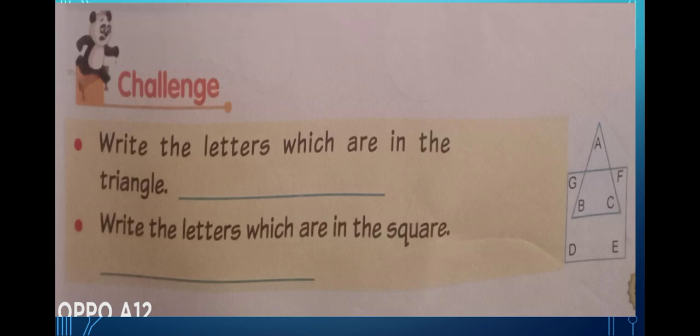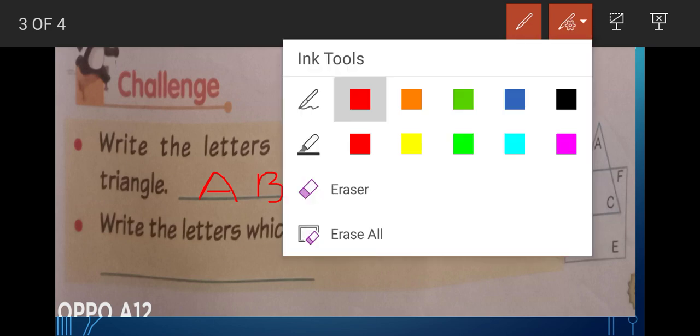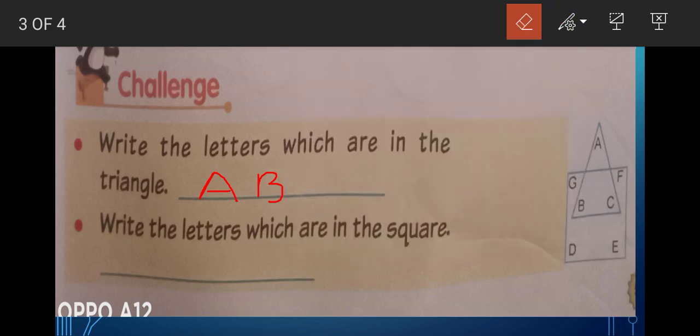So let us write here like this. What are the letters which are in the triangle? What are they? A, B, C, isn't it? So you have to write in capital letters. A, then B, then you have to write here C. Okay. A, B and C. You may write here and. Okay. A, B and C. Now write the letters which are in the square.